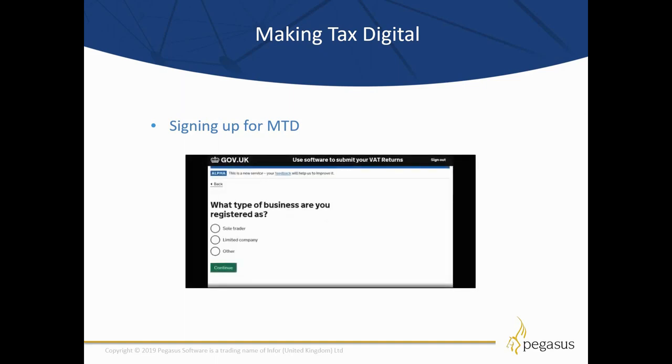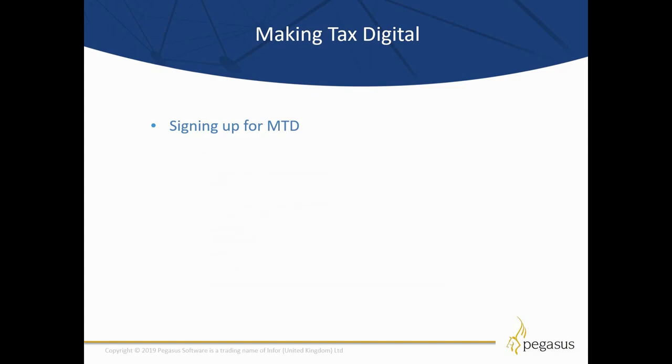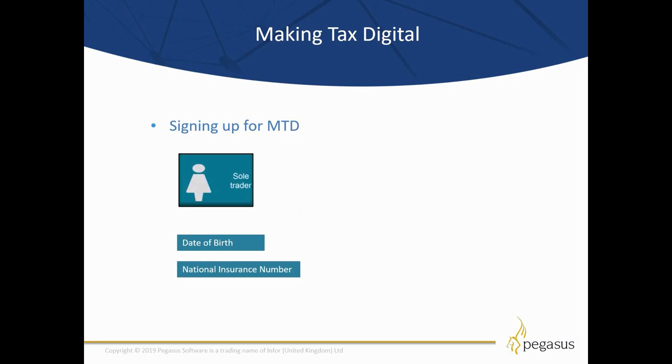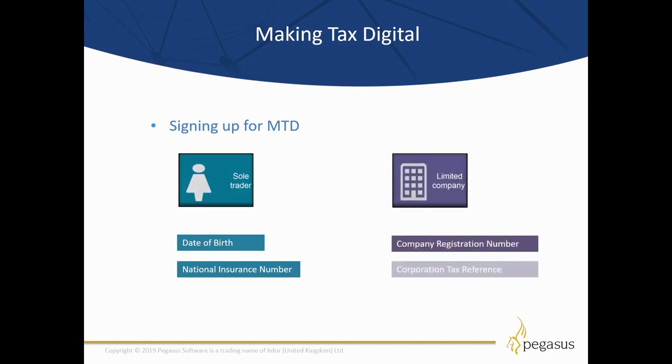What type of company are you registered as? Sole trader, limited company, or other? Select the correct option and press continue. Now, depending on which option you have selected, the next question will vary. For a sole trader, you'll be asked information such as date of birth and your national insurance number. In my example, we will sign up as a limited company, in which case you'll be asked for your company registration number and your corporation tax unique taxpayer reference number.